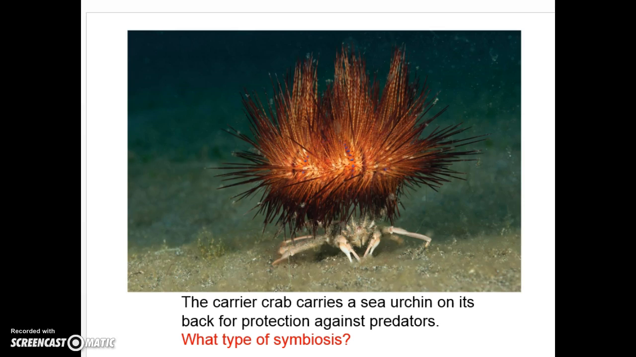Looking at this is a carrier crab, and it's carrying a sea urchin on its back. And that sea urchin, as you know, sea urchins have poisonous spines. So the crab is actually getting some protection from its predator, and the sea urchin's getting a free ride. So what type of symbiosis would this be? And hopefully you guessed that it's mutualism.